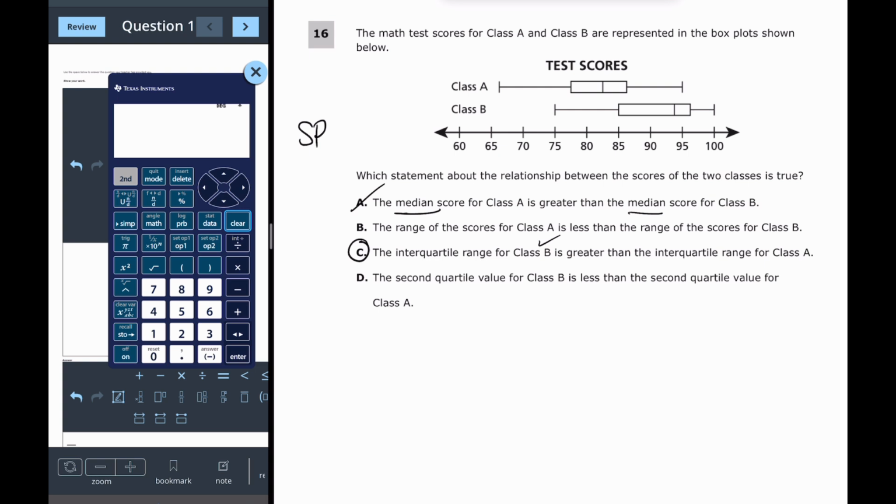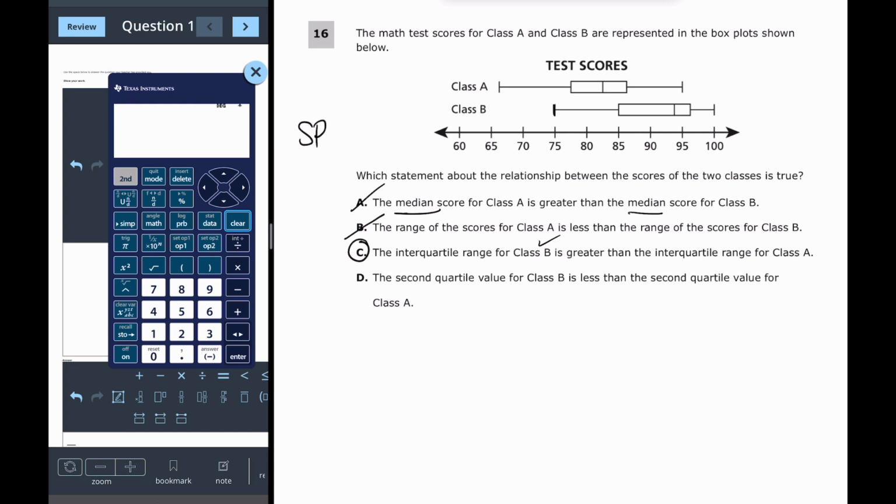The range for A is less than B. Just by looking at it, you can kind of see that A is bigger than B is. But if you want it, it's about 65 to 95, so this one will be about 30. And for the second one, it's going from 75 to 100, which is 25. So that's not true. A is not less, A is more. The range for A is more.